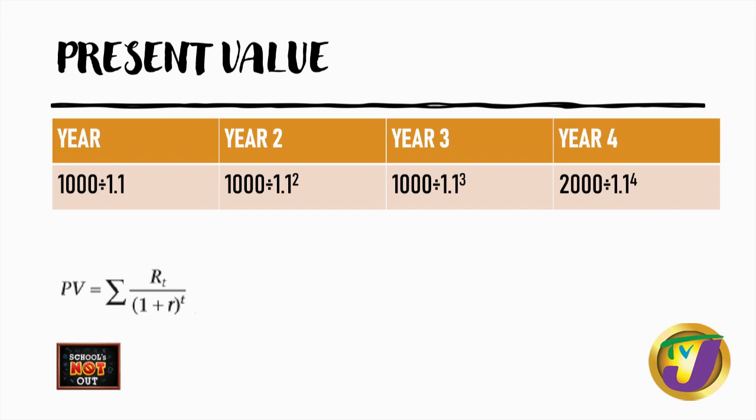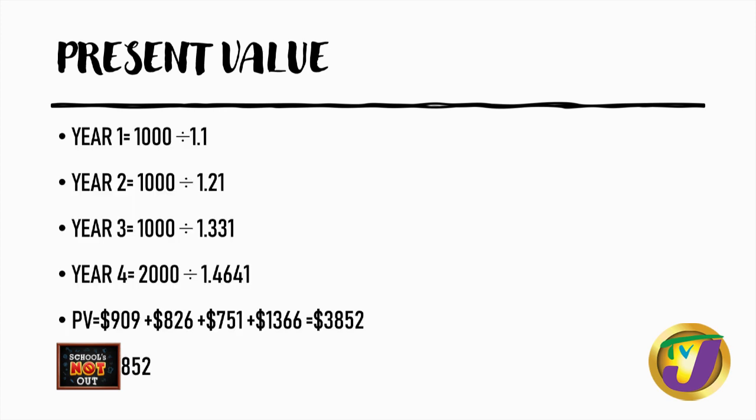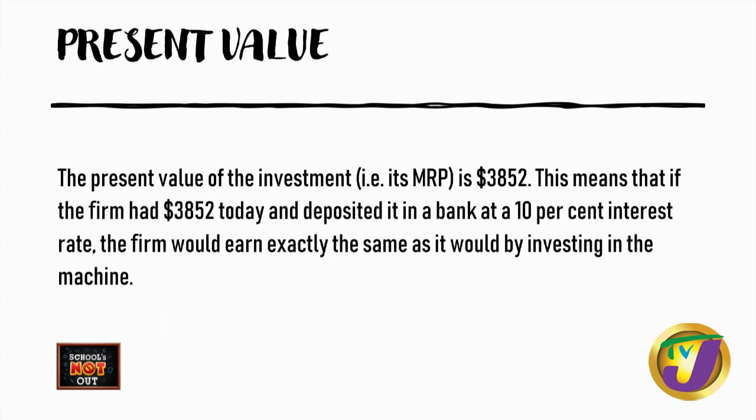Now for year four, we have $2,000 because the machine earns $1,000 in year four, and it also has a scrap value of $1,000. So that's how we got the $2,000 for year four. So the present value, when all of this calculation is done, will be equal to $3,852. How do you know if the investment is worthwhile?